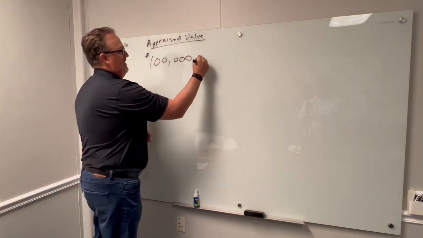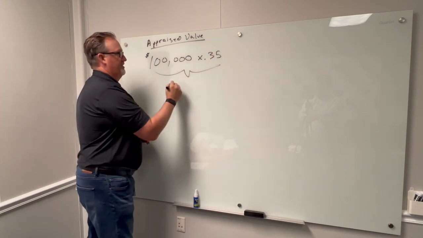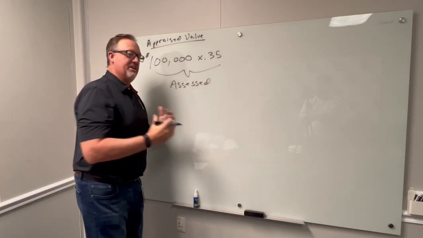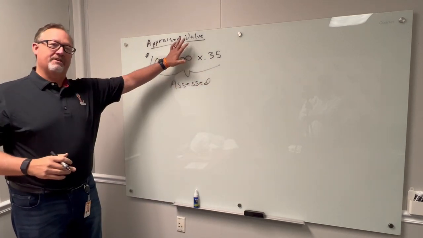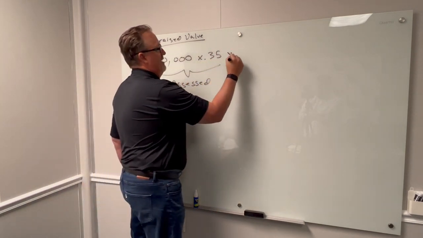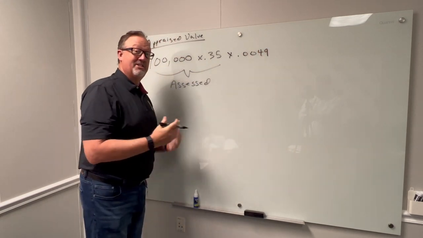If you multiply that by 0.35, that is going to give you what is called the assessed value. So if there's confusion between what's appraised value, what's assessed value, those are the two differences, but this is the formula you use. And then you're going to multiply it by the 4.9 mil, which is 0.0049 as a multiplier.